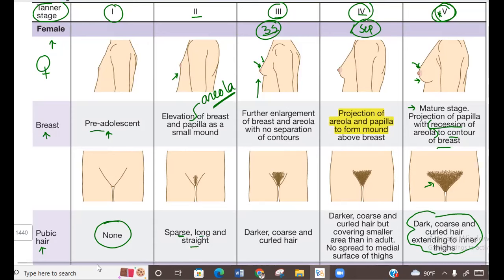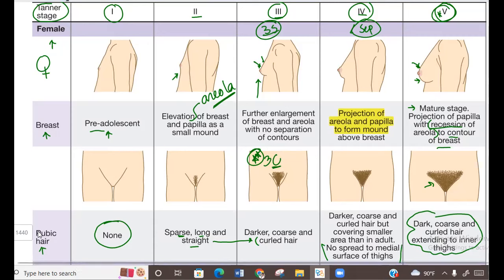In stage 3, the number of hairs increases, the color becomes darker, and the hair goes from straight to curled. So 3C. In stage 3, the hair starts to curl. In stage 4, the number and concentration of the hair increase, but it has still not spread to the medial thigh. It covers almost all the mons pubis, but does not yet cover the medial thigh. That's the main difference between stage 4 and stage 5.